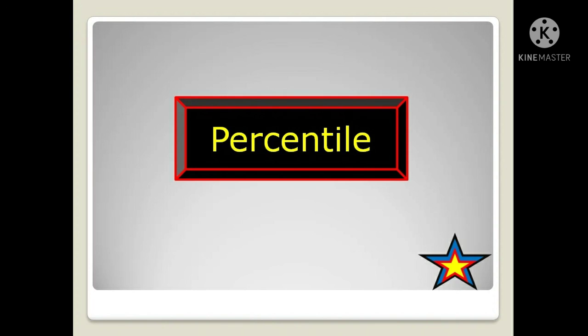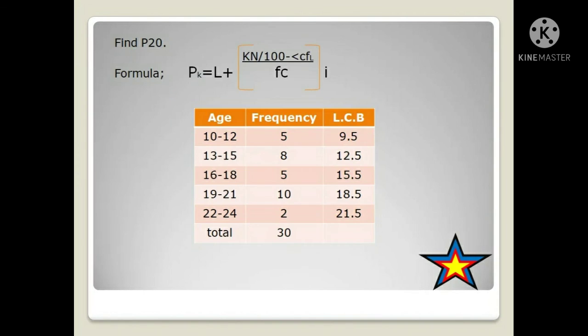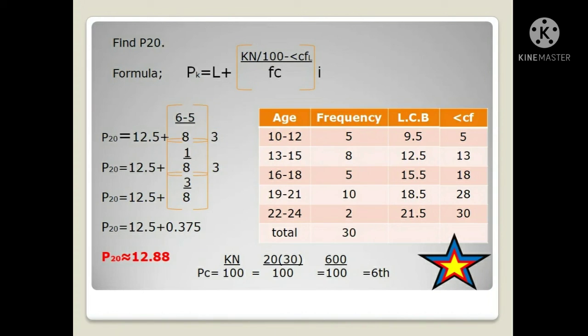Lastly, the percentile. Then same example, copy the age, frequency, LCB, and less than CF. Percentile formula is Pk is equal to L plus open parenthesis kn over 100 minus less than CF_L over f_c close parenthesis times i. So we must find P20. First in solving is PC is equal to kn over 100.